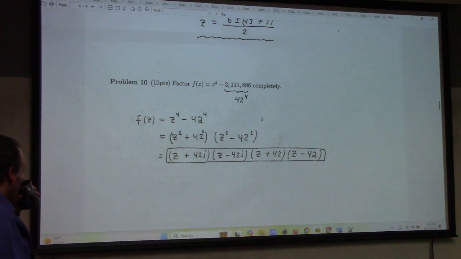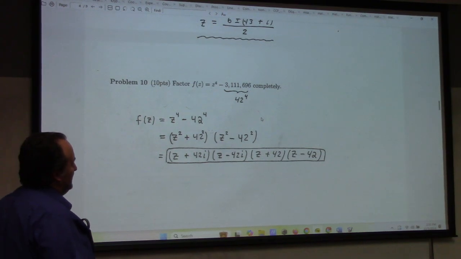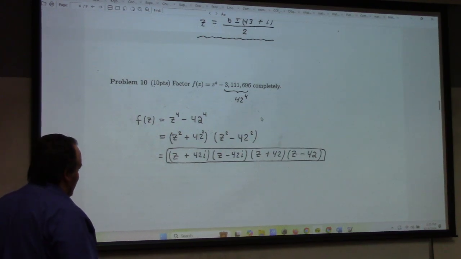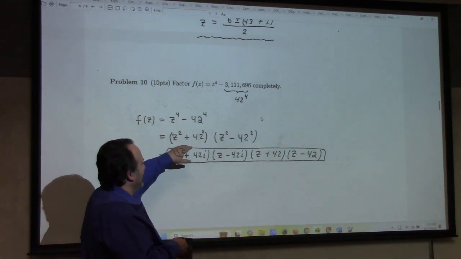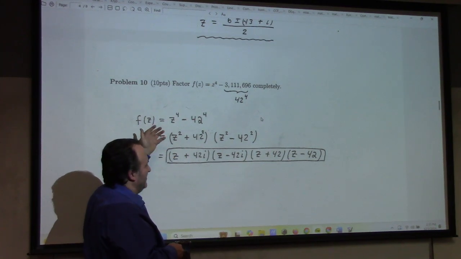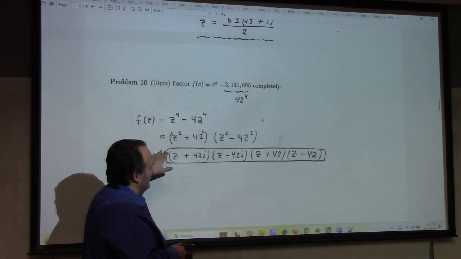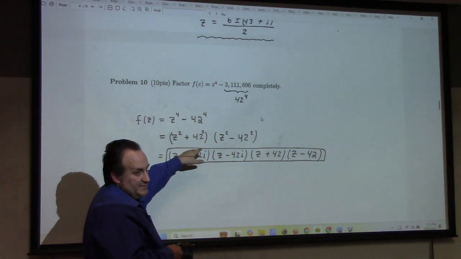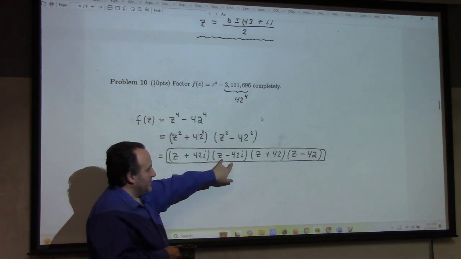But yeah, apparently 42 to the 4th power is 3,111,696. And so this is that, and then you can use the standard pre-calculus factoring tricks to factor it. Basically 42 squared is minus 42i squared. So it's plus 42i and minus 42i, and like that.